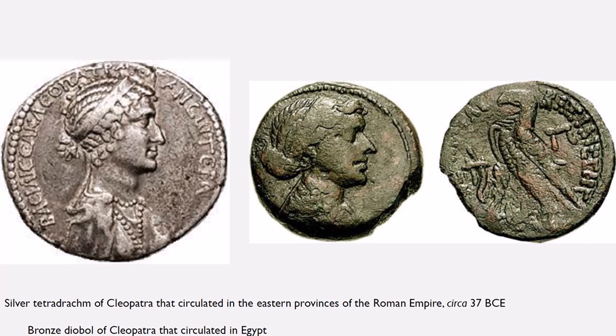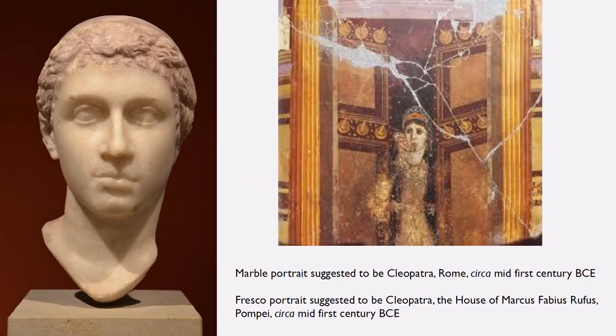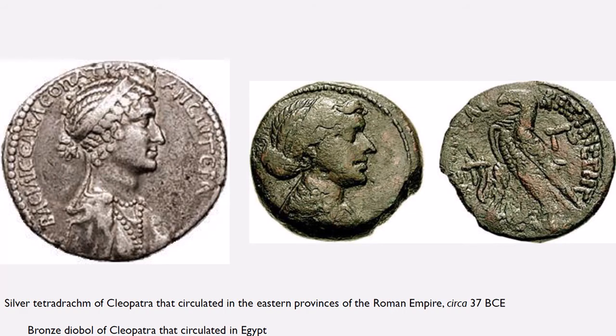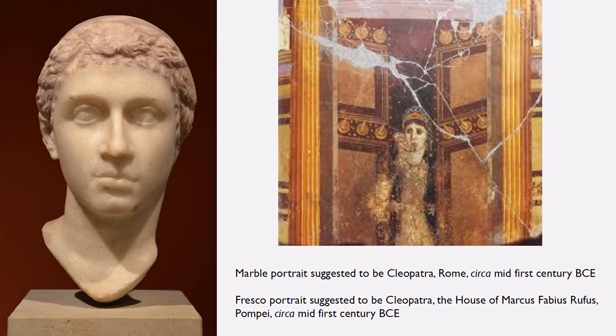There are also some insecurely identified portraits. These are identified tentatively as Cleopatra based on the similarities with her coinage. So this is one that you'll quite often see in textbooks and things like that. It's a marble portrait head. It could be anybody, but because it's got the melon hairstyle, it's called Cleopatra.